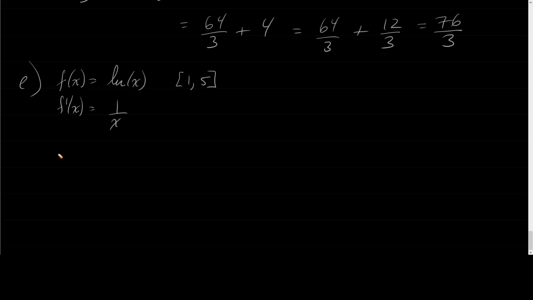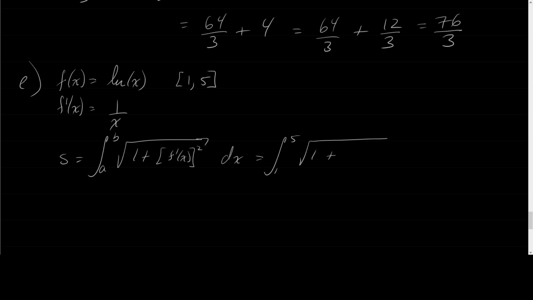And we know what the integral is supposed to be for the arc length. The integral from a to b of the square root of 1 plus f prime of x squared dx. All right. So plugging these things in here, I end up with the integral from 1 to 5 of the square root of 1 plus f prime is 1 over x. So 1 over x quantity squared dx.